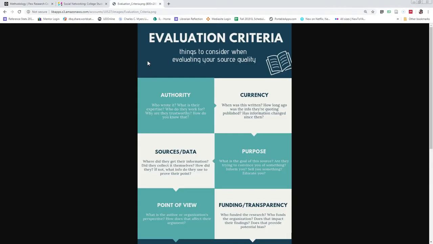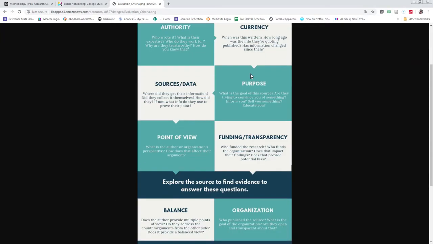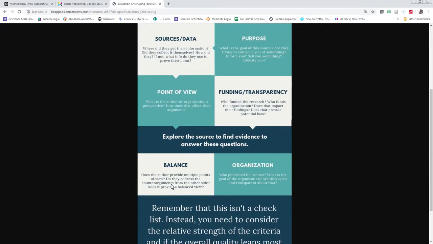So looking back at this evaluation criteria, we were able to answer questions about authority, who they were, we know how current this stuff is, they told us where they got their stuff, their purpose and their goal, their funding, their point of view. Like these six, they really hit pretty hard. Balance, I think, really comes back into this point of view for them, which I think is really important. And the organization, there's a lot of information there.